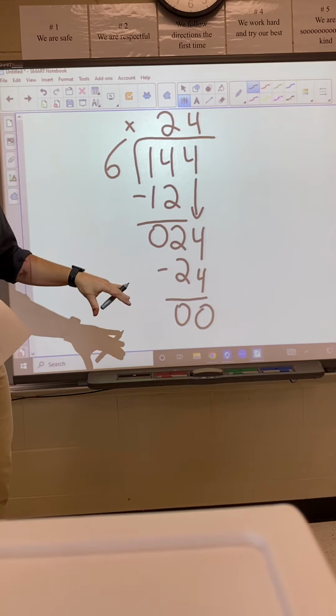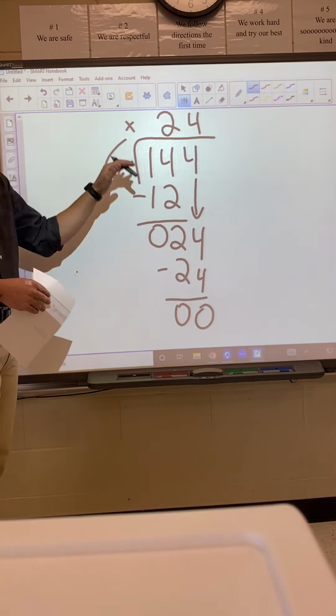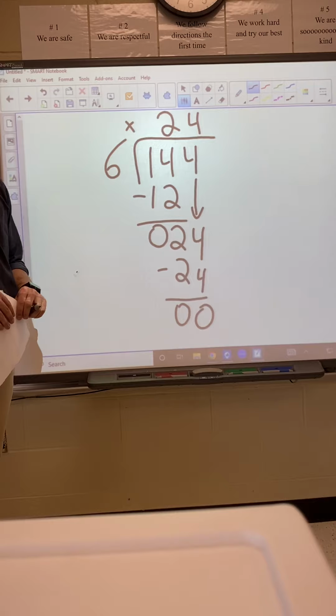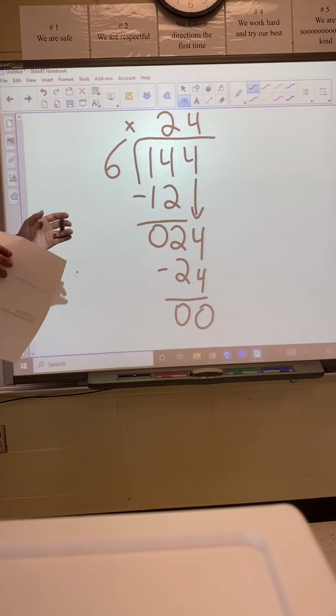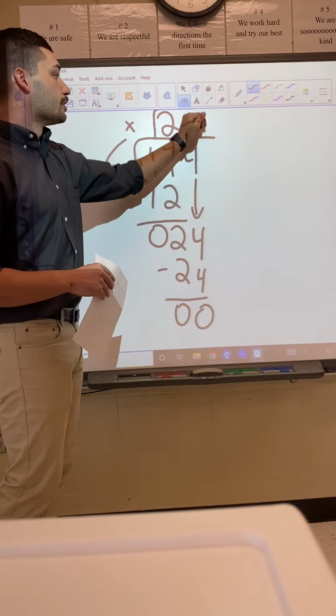And can 6 fit inside of 0? No. Is there anything that we're able to bring down? Anything left for us? I agree, there's not. So our answer is going to be 24.